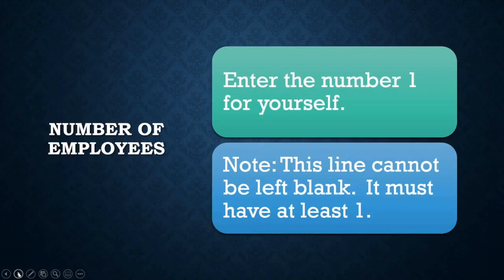Number of employees. You cannot leave this line blank because this application is for sole proprietors, independent contractors, or self-employed individuals with no employees. You're going to always enter number one here, and that's number one for yourself. And I want you to note, this line cannot be left blank. You must at least have the number one on this line.